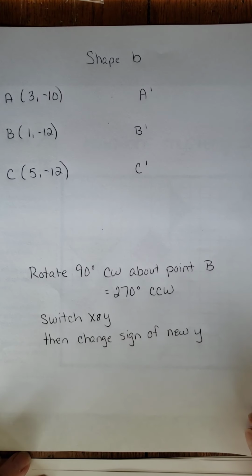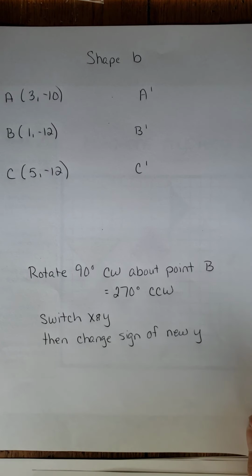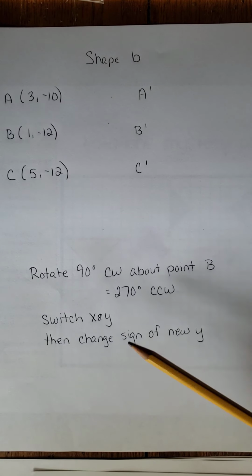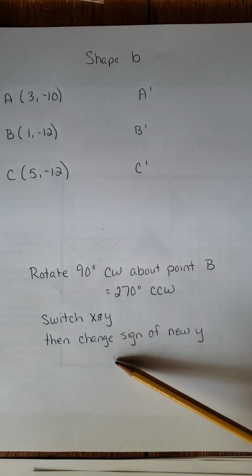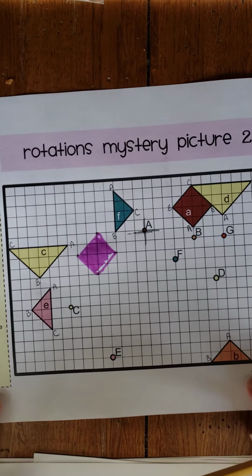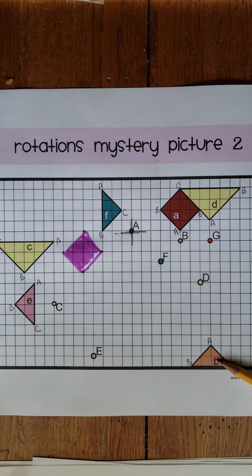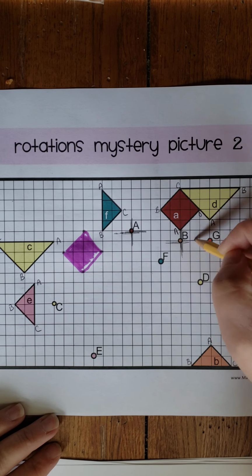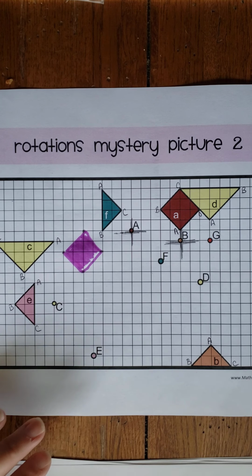We want to rotate this 90 degrees clockwise about point B. Now 90 degrees clockwise is the same as 270 degrees counterclockwise. So what are our rules? We switch X and Y, and then we change the sign of the new Y. So we're going to find shape B here. That's right down here. And we're rotating this about point B. So again, on point B, we create this new pretend axis here, because we can only rotate things about the origin. That's what our rules work for.